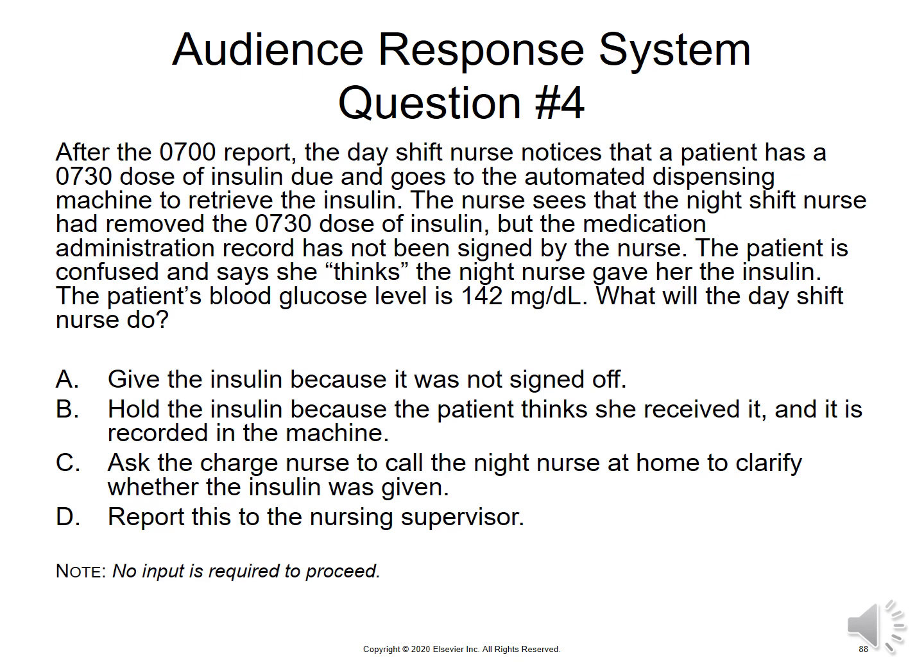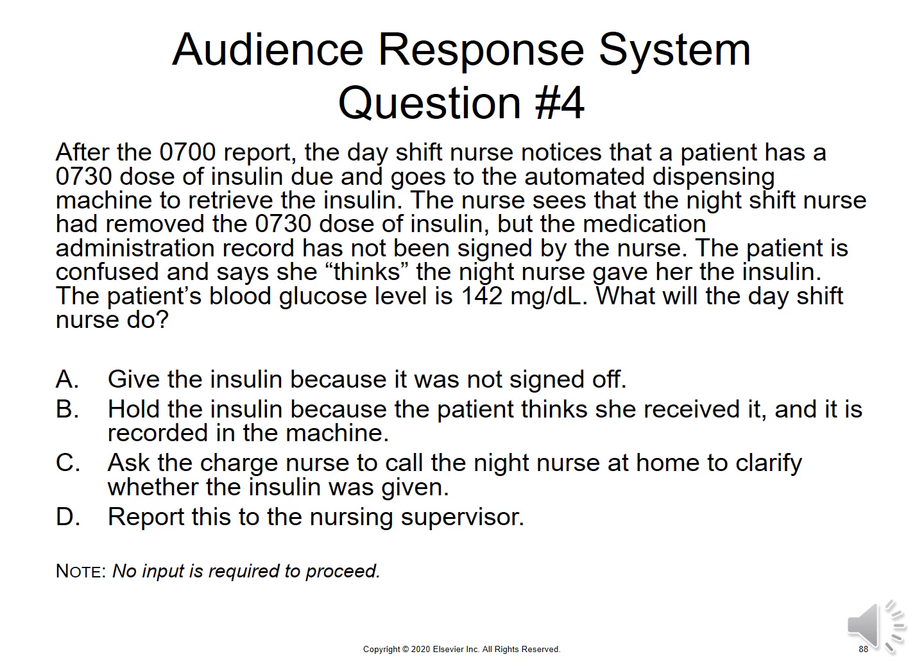After the 0700 report, the day shift nurse notices that a patient has an 0730 dose of insulin due and goes to the automated dispensing machine to retrieve the insulin. The nurse sees that the night shift nurse had removed the 0730 dose of insulin, but the medication administration record has not been signed by the nurse. The patient is confused and says she thinks the nurse gave her the insulin. The patient's blood glucose level is 142.